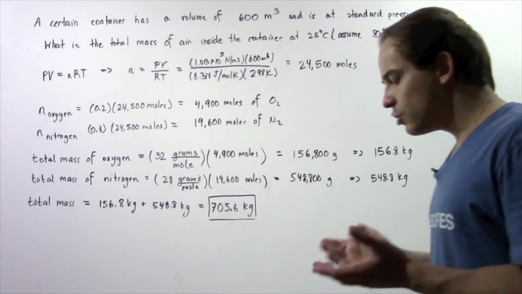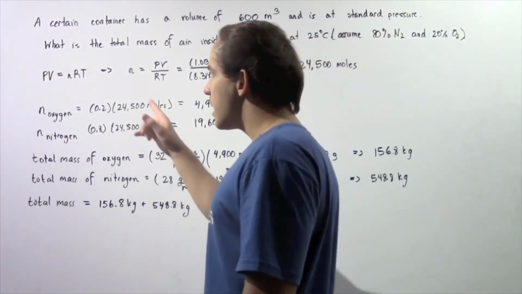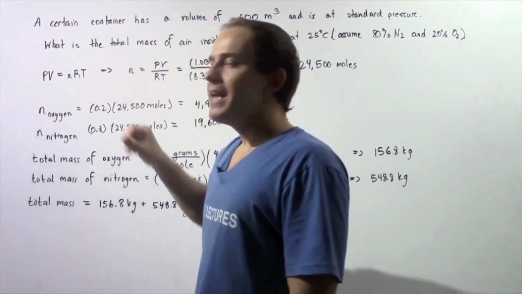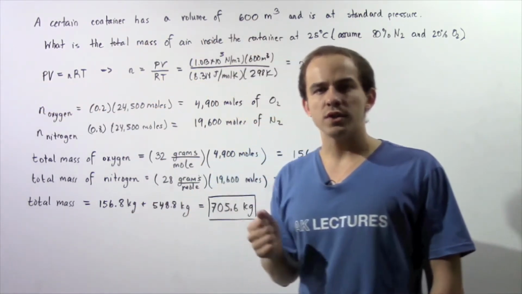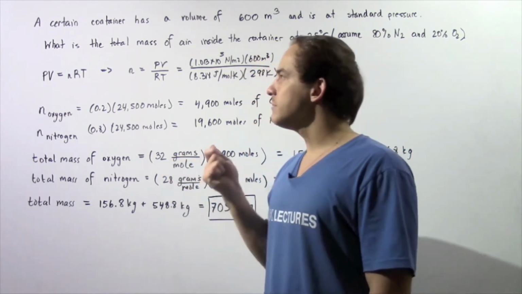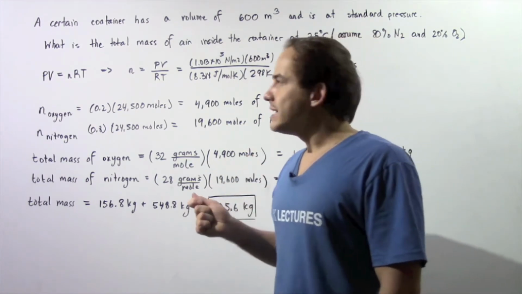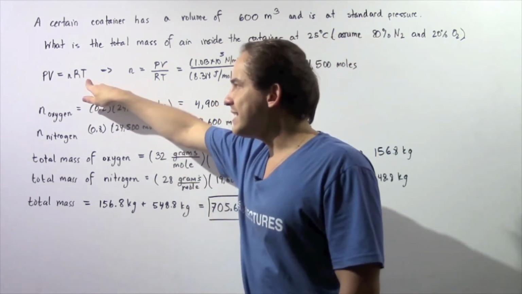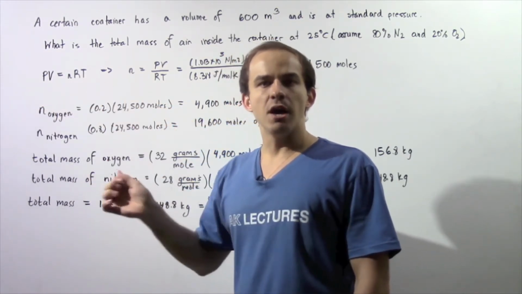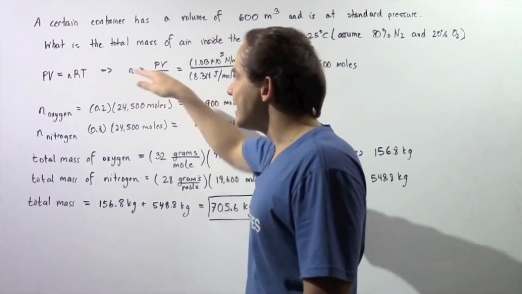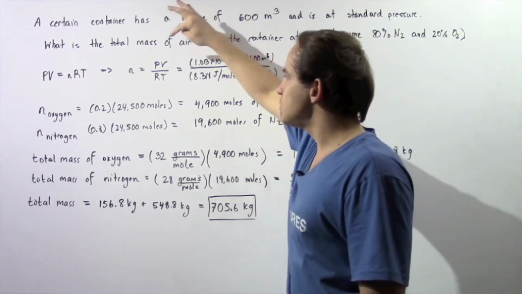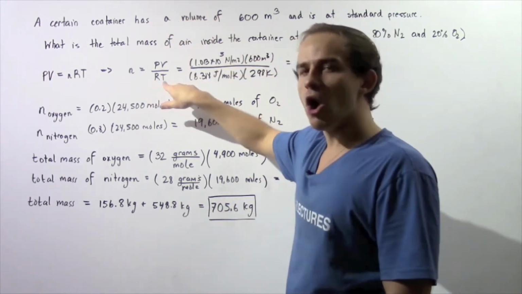So let's begin by using the ideal gas law. The ideal gas law states that pressure times volume of our container is equal to N, the number of moles of gas, multiplied by the universal gas constant R, multiplied by temperature in Kelvin T. Now, we know what R is, we know what T is, and we know what P and V is. So we can solve for N, the number of moles of gas. So N, the number of moles of gas inside our container, is equal to the ratio PV divided by RT.